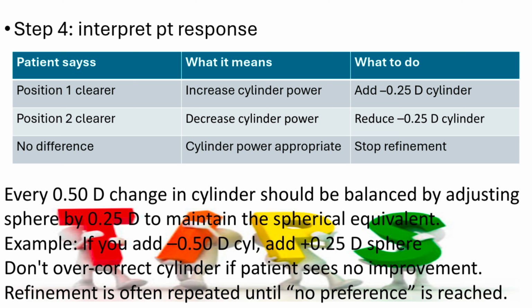Here is the most important tip: we have to maintain the spherical equivalent. For example, if you add -0.5 diopter in cylinder, add plus 0.25 diopter in spherical. Don't overcorrect cylinder if patient sees no improvement. Then refinement is often repeated until no preference is reached.